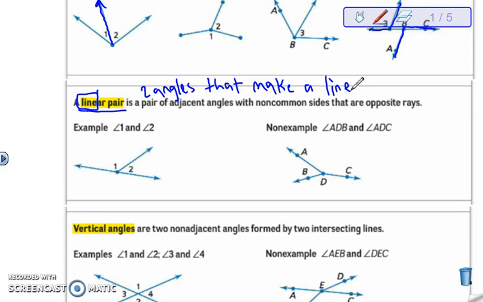They will be adjacent. If we look at the example, we notice how the two angles share this ray in the middle. If I follow the other two rays, they're pointing in opposite directions, so they're going to make a straight line. In the picture on the right, we can't take any of the three rays and turn them into a straight line, so this is not a linear pair.